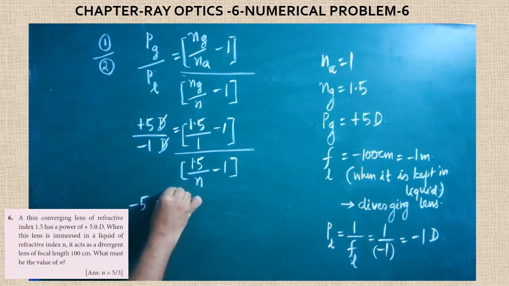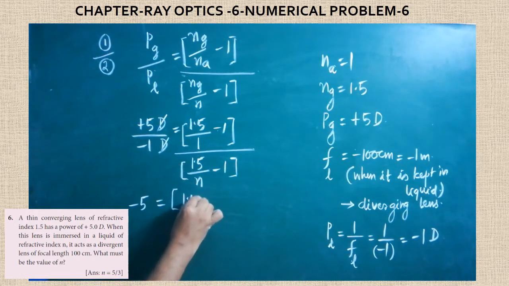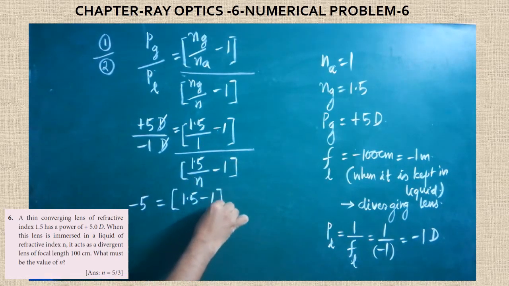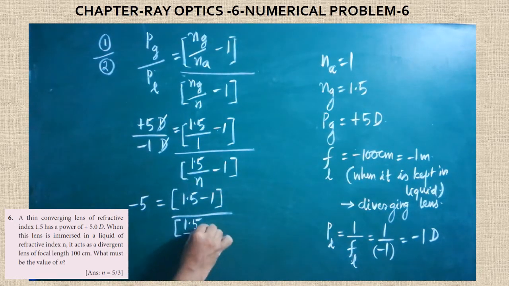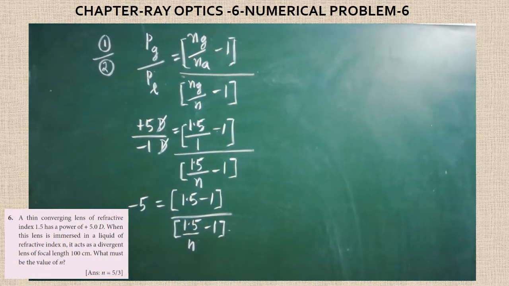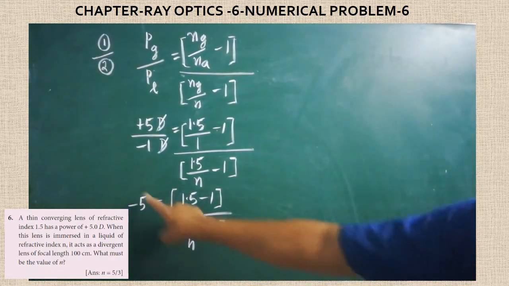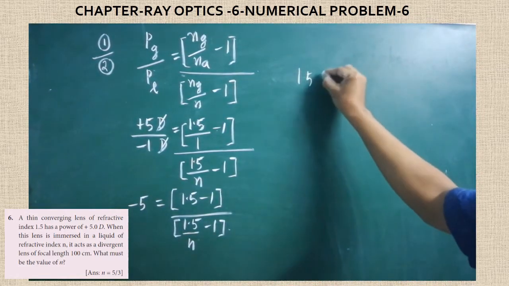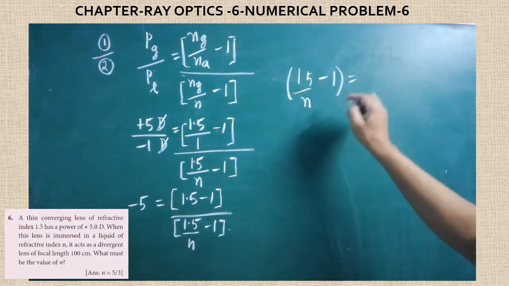Are you clear? So here 1.5 divided by 1 is equal to how much? 1.5. Remaining is 1. So here the unknown factor is 1.5 divided by N minus 1. Are you clear? That complete factor can be cross multiplied here. Now we will continue the derivation here. This portion too should be cross multiplied. So 1.5 divided by N minus 1 can be written within the bracket on the LHS side.